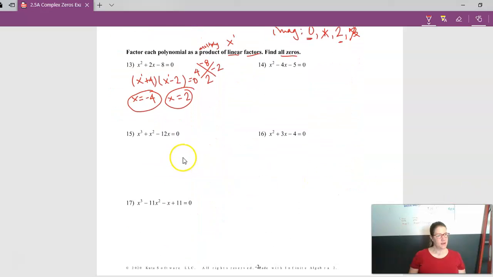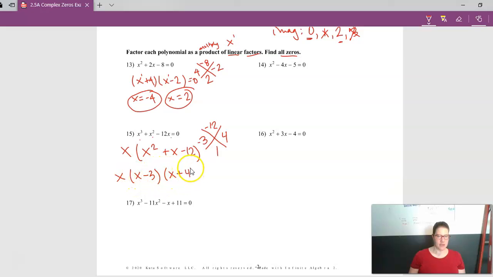Let's look at number 15. We have an x we need to pull out front. We have a common factor of x, right? So that would leave x squared plus x minus 12. Then we'll go ahead and x factor. So we have a is 1 and c is negative 12, so multiply to get negative 12, and b is equal to positive 1. So what multiplies to negative 12 and adds to 1? I'm thinking 3 and 4, with a negative 3. So the product of linear factors would be x times (x - 3) times (x + 4).